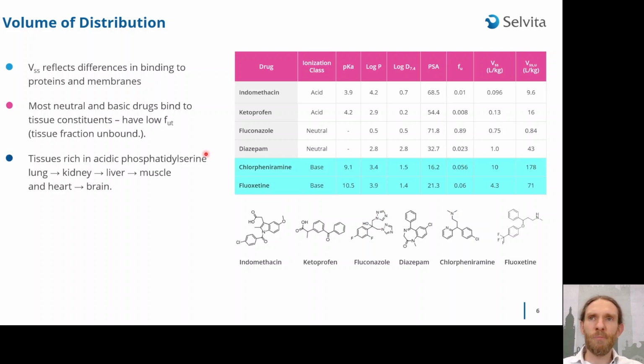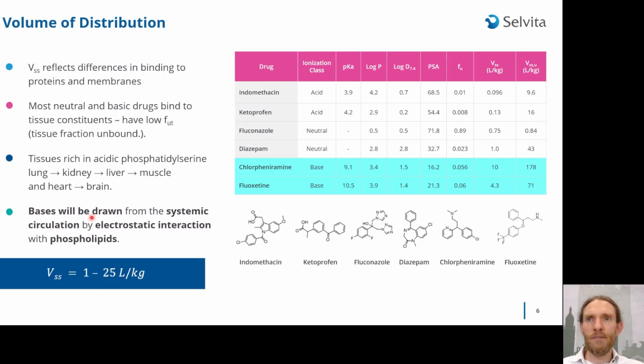Let's talk about the basic compounds. Basic compounds have high volume of distribution because they will be highly bound to tissues, because tissues are rich in acidic phosphatidylserine. Mostly this happens for lungs, then kidneys, liver, muscle, heart, and the brain. As you may recall, when we were talking about the cellular context of permeability and describing the chemical composition of the membrane, these acidic phosphatidylserines constitute membranes of these peripheral tissues, thus affecting to a very high extent how the drug behaves in the body.